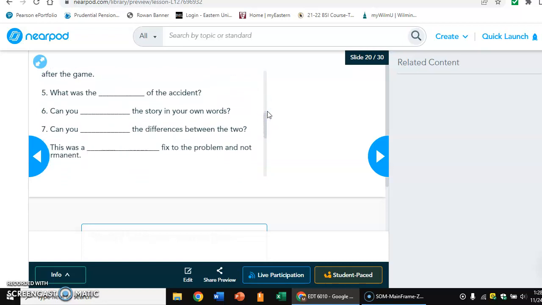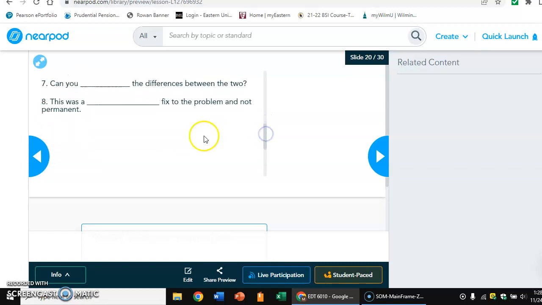Can you blank the story in your own words? Can you blank the difference between the two? This was a blank fix to the problem and not permanent.